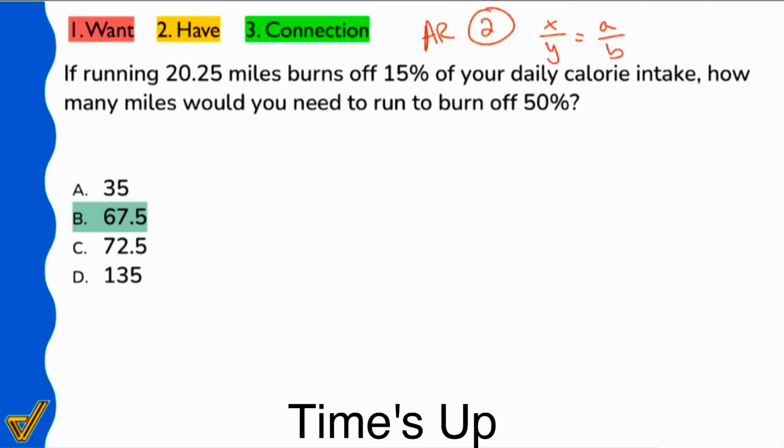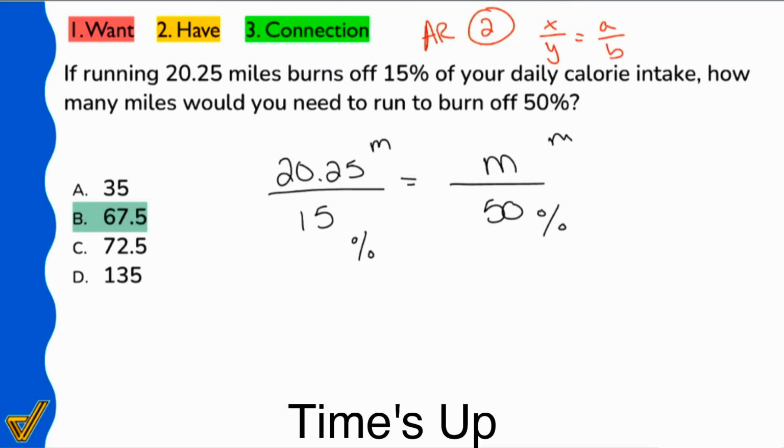Your setup would be 20.25 miles over 15% equals the same, the number of miles that would attribute to 50%. There's your proportion. Solve that and you'll get 67.5. So feel free to take that screenshot. I'll give you a few more moments here. I'll give you 5 seconds to go ahead, take that screenshot, and we're moving on to the third question here. 3, 2, and 1.